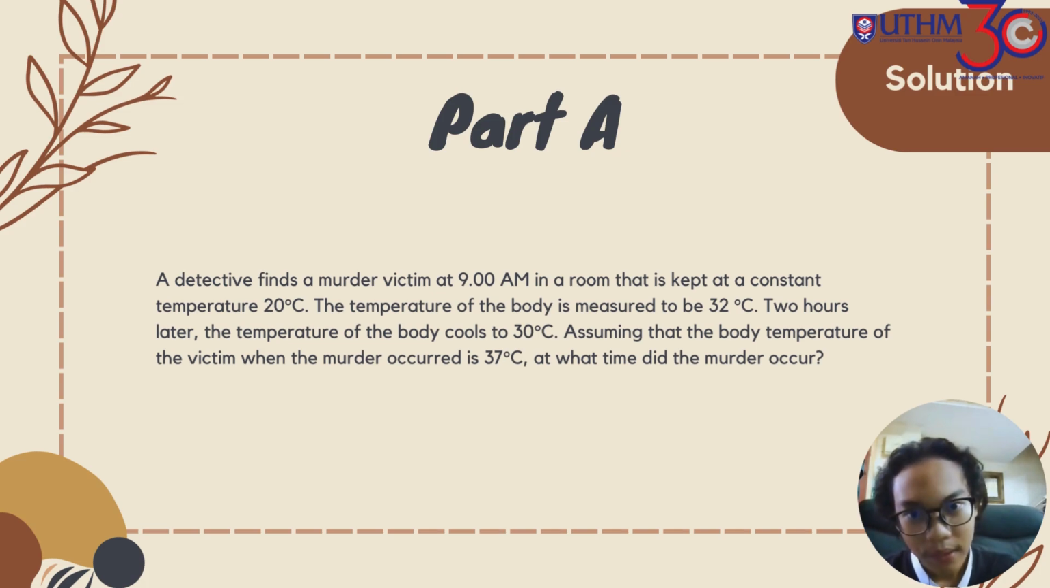Okay, from the question we can get that the detective finds the victim at 9 a.m., in a room that is kept at 20 Celsius. So the surrounding temperature is 20 Celsius. The temperature of the body measured at 9 a.m. is 32 Celsius. And 2 hours later, the temperature of the body cools to 30 degrees Celsius. Assuming that the body temperature of the victim when the murder occurred is 37 degrees Celsius, so the murder occurred at a certain time when the body was at 37 degrees Celsius.